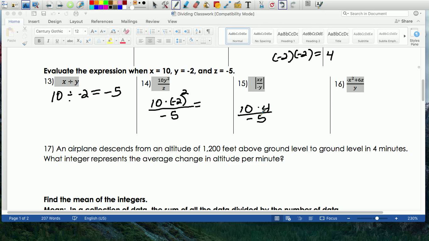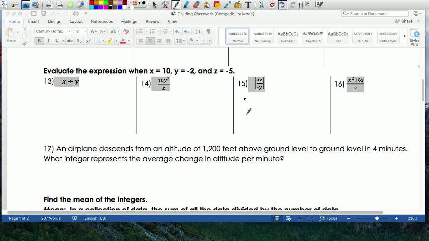Continuing. 10 times 4 on the top is going to be 40. At the bottom, I'm just going to put the negative 5. And again, continuing, it's 40 divided by negative 5, which is a positive divided by a negative, and you get negative 8. Okay, so that becomes this, which becomes this, and we have our number.